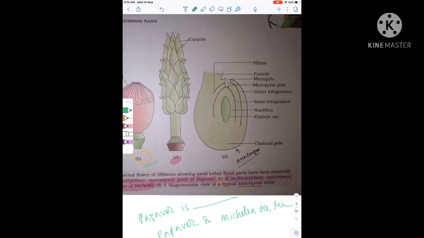First of all, it is an anatropous ovule. There are many types of ovule: anatropous, orthotropous, hemitropous. But this is an anatropous ovule. Then the identification: this is the hilum, then this is the funicle, then micropyle, then micropylar end, then the outer integument, inner integument, then the nucellus, then the embryo sac. The identification is important. It can be asked.